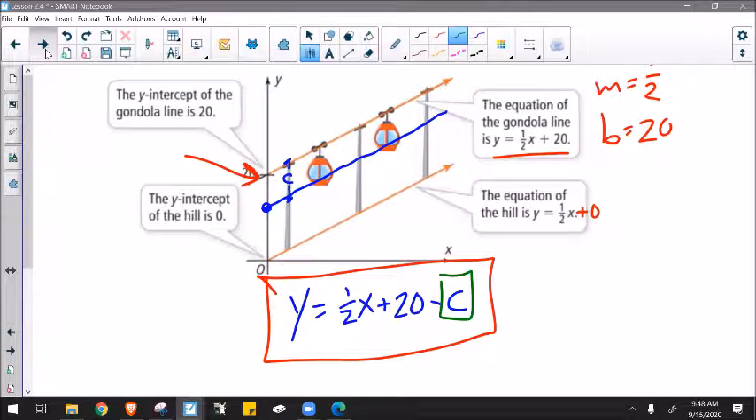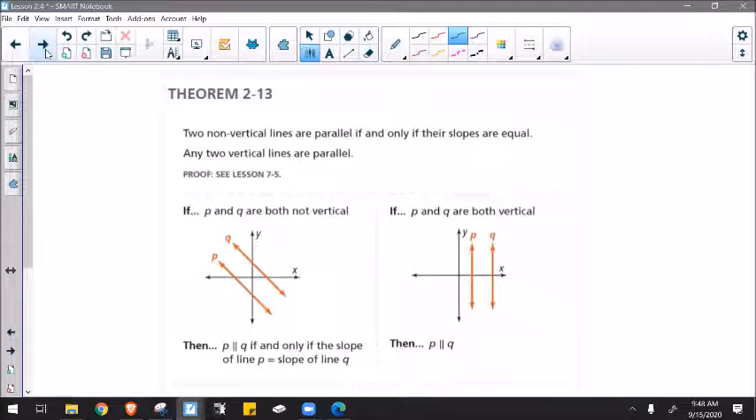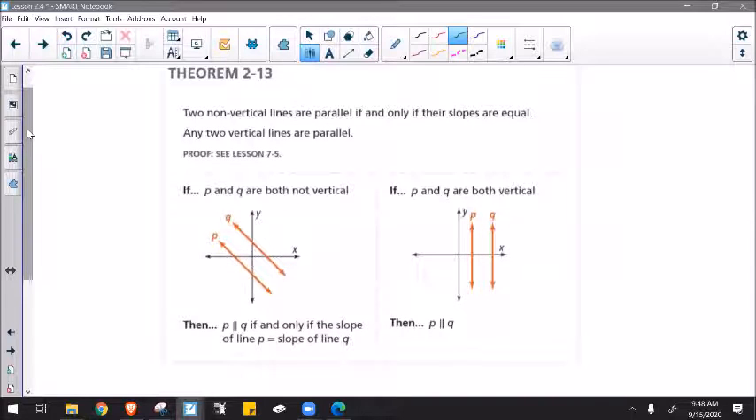All right. So theorem 2.13. You don't need to remember 2.13 if you're citing it. You can just use the idea. Two non-vertical lines are parallel if and only if their slopes are equal. Remember that if and only if was P with a double arrow Q. So if you wanted to break that up, you could say if non-vertical lines are parallel, then they have the same slope. Or you could say if two lines have the same slope, then they are parallel.